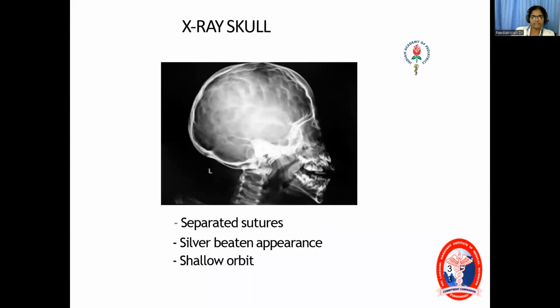Alright. So here you can see the separated sutures, the beaten silver appearance, and the orbit is also shallow. So this is a classical X-ray picture of hydrocephalus, X-ray skull of hydrocephalus. I repeat again: separated sutures, beaten silver appearance, and a shallow orbit.